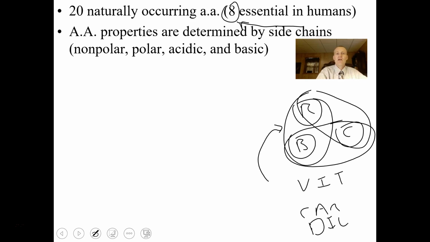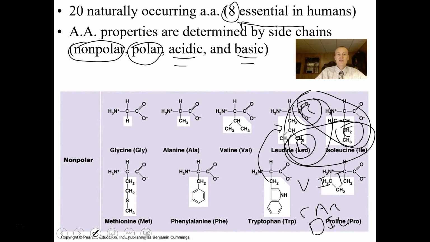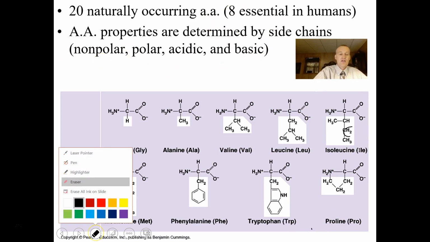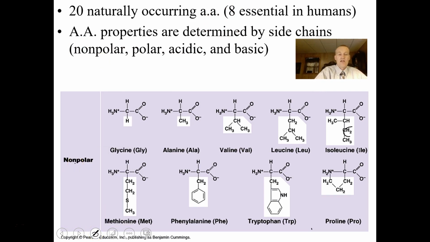So amino acid properties are determined by side chains. Those R groups that we looked at just a second ago, sometimes those R groups are nonpolar. They don't associate with water. Sometimes they do. Sometimes they have acidic properties or basic properties. And this makes each individual amino acid unique. Now, in this class, I'm not going to ask you to memorize the amino acids. If you ever have a class like biochemistry or something of that nature, you will have to memorize these, but not for this class. I just put these out to show you what some nonpolar amino acids look like.